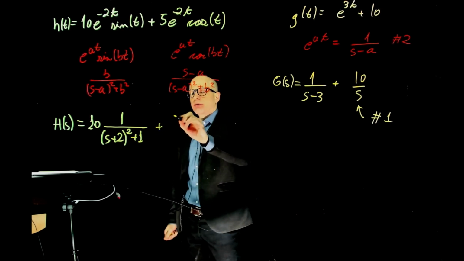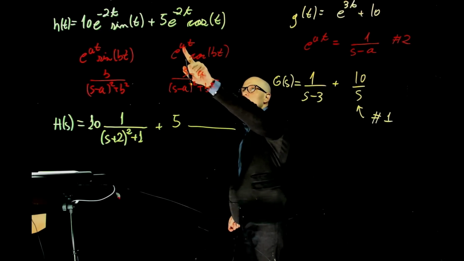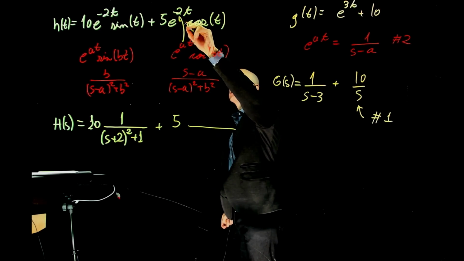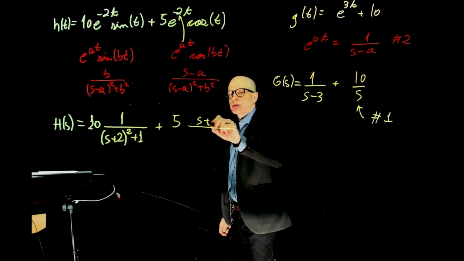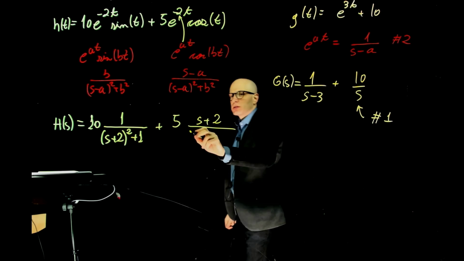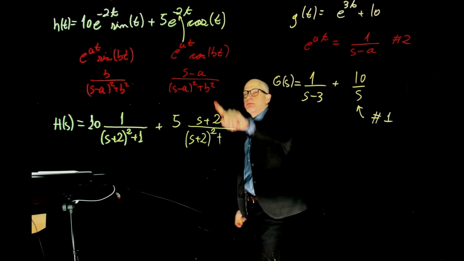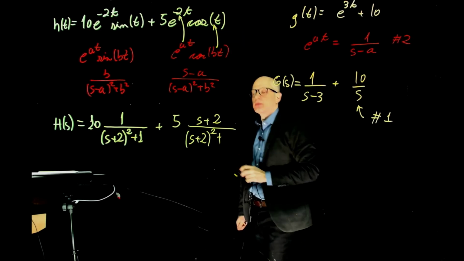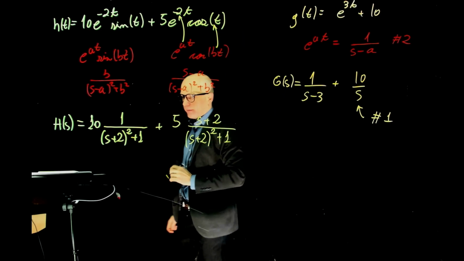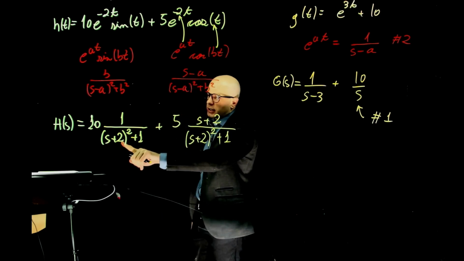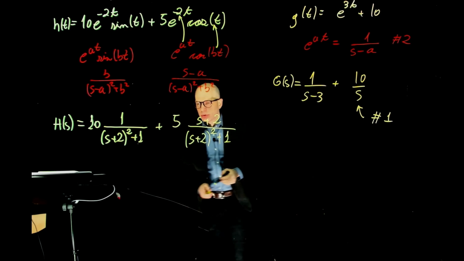And plus the second function, 5 times s minus a, where a is negative 2, so s minus a is s plus 2. Same downstairs here, s plus 2 squared plus b squared, b is 1, plus 1 squared. Okay, so this becomes s squared plus 4s plus 5 in the denominator, and the numerator stands as is.